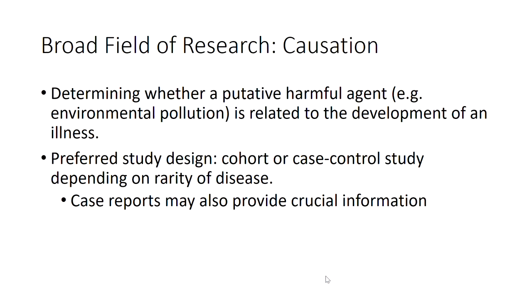So the next broad field of research is causation, and this is determining whether a putative harmful agent, such as an environmental pollution, is related to the development of an illness. So the preferred studies designed for these is a cohort or a case control study, and which one you use depends on the rarity of the disease. And if it's very rare, you might need a case report.